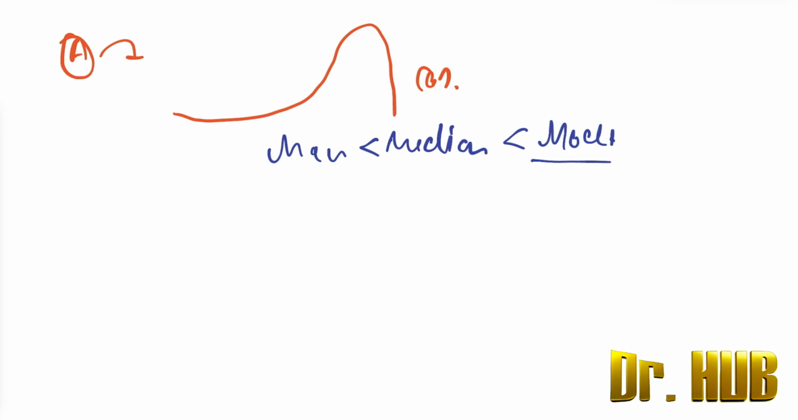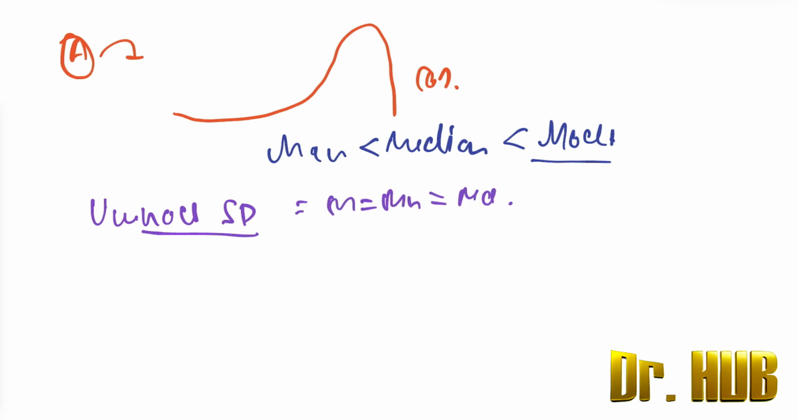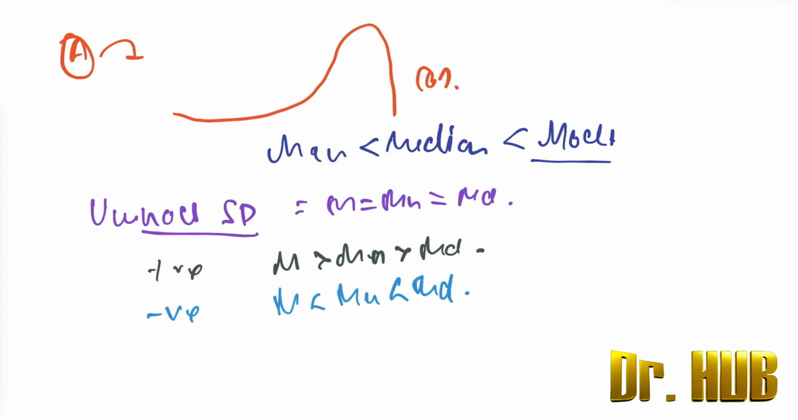Just to recap: in a unimodal symmetric distribution, the mean, median and mode are the same. In a positively skewed distribution, the mean is greater than the median, which is greater than the mode. In a negatively skewed distribution, the mean is less than the median, which is less than the mode. In any distribution curve, the mode is generally the highest point.